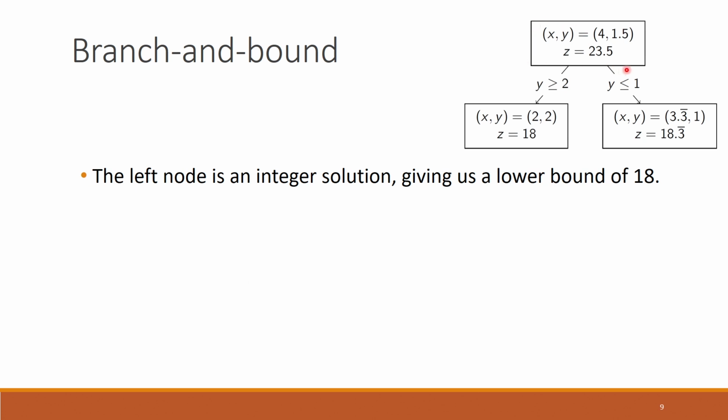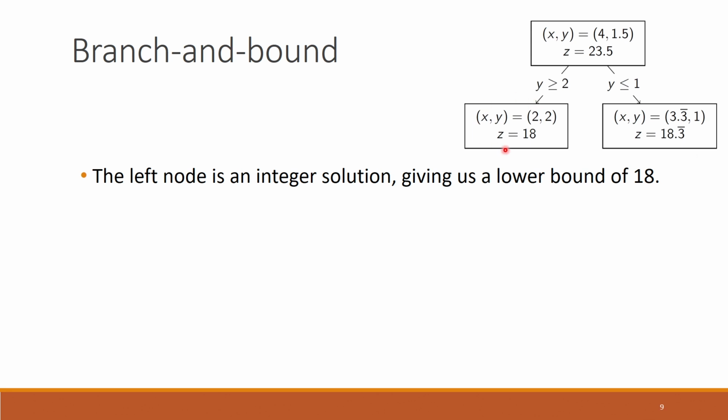Now we can represent the solutions obtained so far. The top node of this tree has the solution 4 comma 3 by 2, and the objective function value is 23.5. This was obtained by solving the linear relaxation of the original integer program, and since we had 1.5 as a fractional value, we created two branches here. One was y greater than or equal to 2, the other was y less than or equal to 1. For this branch we got this solution, and for this one we got this solution.